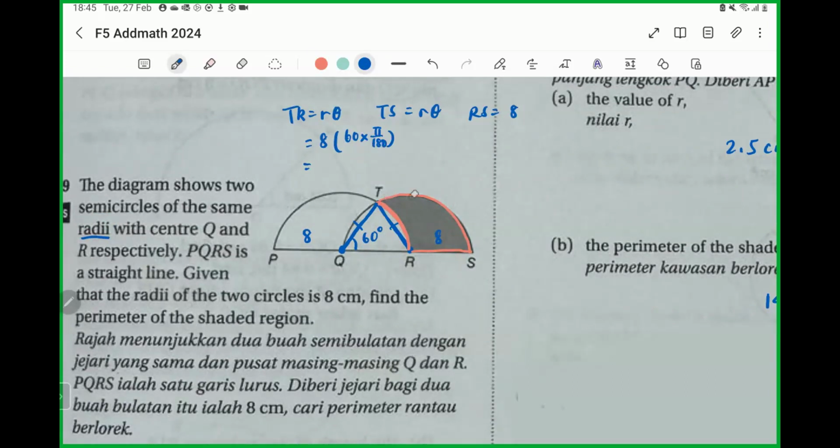TS will be this side. If you see the TS here, the angle will be this one. Just now over here was 60, so here shall be 120 degrees. So TS equals 8 times 120 times pi over 180, changing it to radian. And the next one is 8. So you add these three together: perimeter equals the first one, plus the second one, plus the 8. Then you will get the answer. No problem.